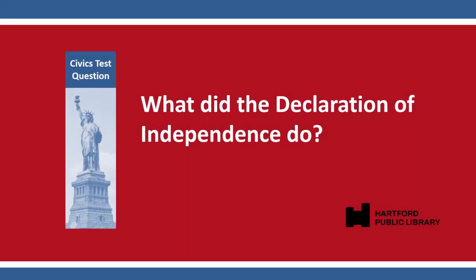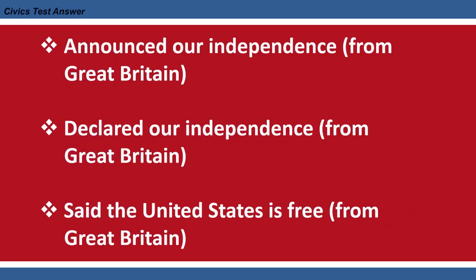Civics test question. What did the Declaration of Independence do? Announced our independence from Great Britain. When the Founding Fathers declared our independence on July 4th, 1776, by adopting the Declaration of Independence, they were sending a message to the world that said the United States is free from Great Britain.